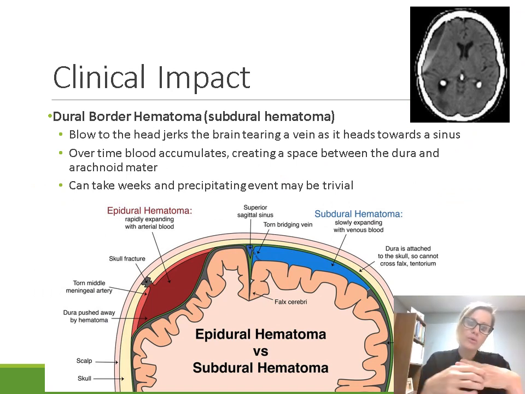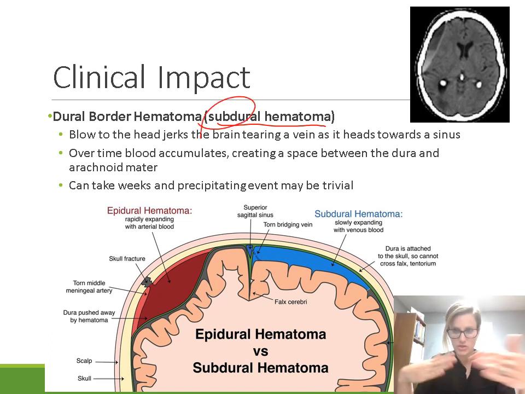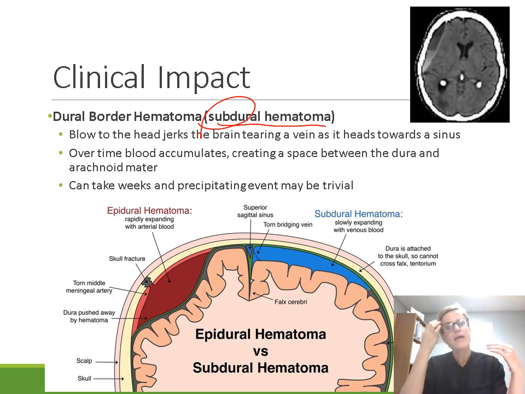A subdural hematoma occurs when the bleed is beneath the dura mater, right? Subdural, so it's underneath or deep to the dura mater. A subdural hematoma occurs when there's some sort of a blow to the head, or when the head jerks really fast, like whiplash, right? When the head flings back and forth like that, it yanks on the meninges, and that can tear a vein as it's heading towards one of the sinuses.